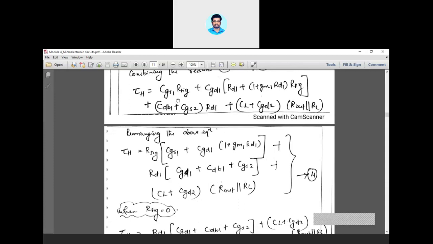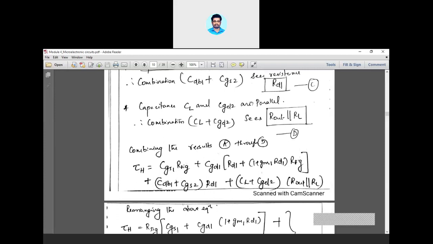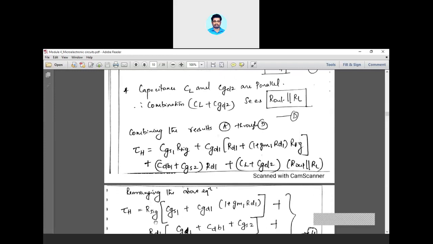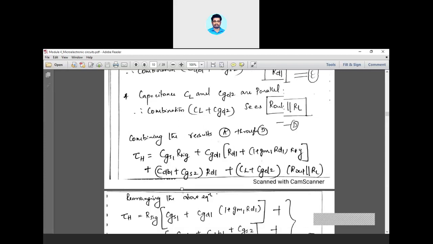Now, when you observe the first two cases, you have RC common, isn't it? So there are two terms where RC is common. So you can remove this bracket and take RC common from the first term and this term. So when you take RC common, you have CGS1 over here, plus from this term you have CGD1 into 1 plus GM1 into RD1, because the CGD1 you have to take along with this term also. So CGD1 into 1 plus GM1 into RD1, whole multiplied by RC which is outside.